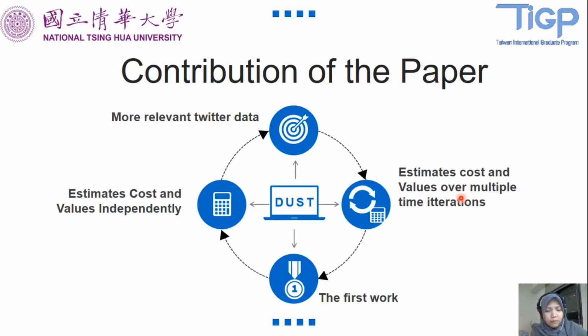From this they believe this paper has some contributions. First, they call this algorithm DUST, Dynamically Update Search Term. And with this algorithm, they can collect more relevant Twitter data. Actually, DUST has two versions. The first one estimates cost and values independently, and it has a limitation. They improve this first algorithm and make a new algorithm, DUST version 2, to estimate cost and values over multiple time iterations. And to the best of their knowledge, this is the first work that suggests a principled approach to dynamically update the search terms while staying relevant to the goal of the data collection.